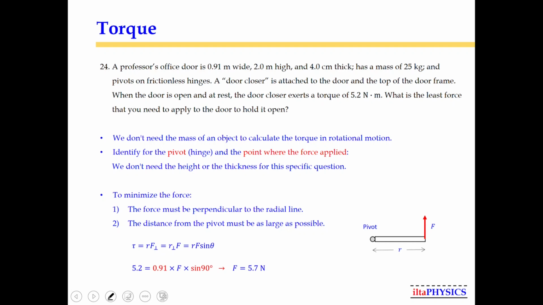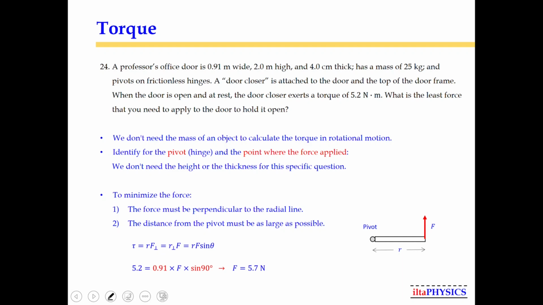Question 24 asks for the minimum force required to hold a door open when the automatic closing torque of the door, which has a specific height, width, thickness, and mass, is 5.2 Newton meters. It might sound a bit complicated, but it's actually a straightforward problem about calculating rotational torque. As explained before, the formula we need is the product of the distance to the axis and the perpendicular component of the applied force. As long as you understand the conditions given and can accurately visualize the rotational motion, it's a simple fix.